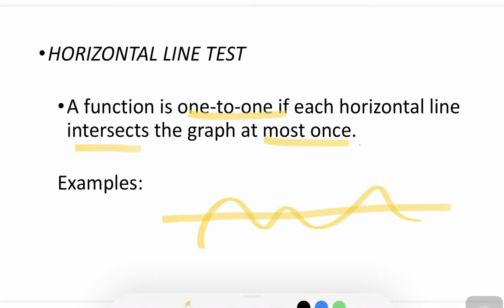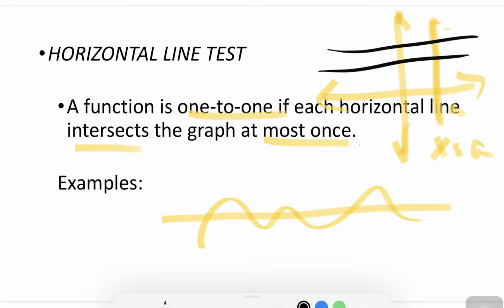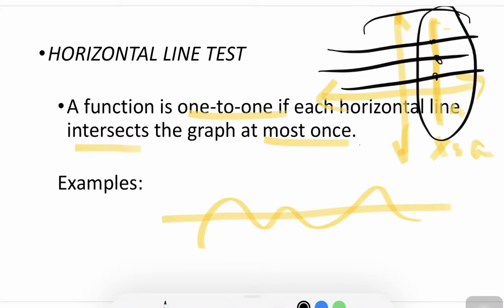But if we have, say for example, a constant graph. Now, if this is our xy plane, then we have a constant graph, x equals, say, a. This is our graph. Then of course, if you draw several horizontal lines, you can intersect it only exactly once. So this is a graph of a one-to-one function.